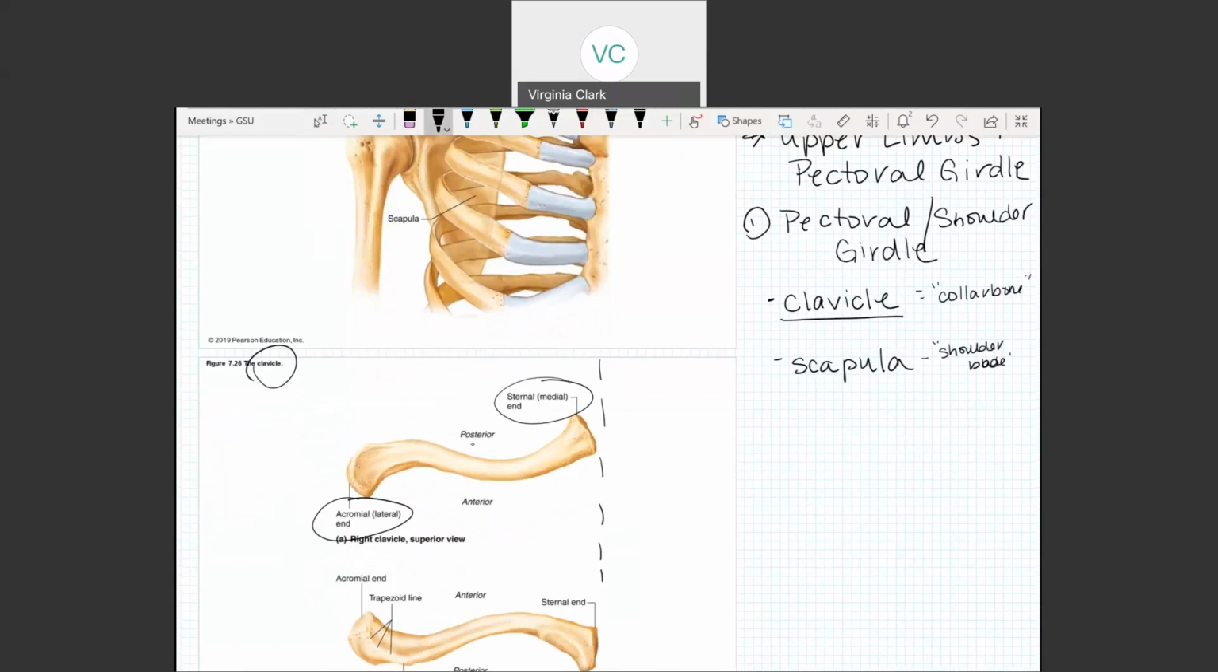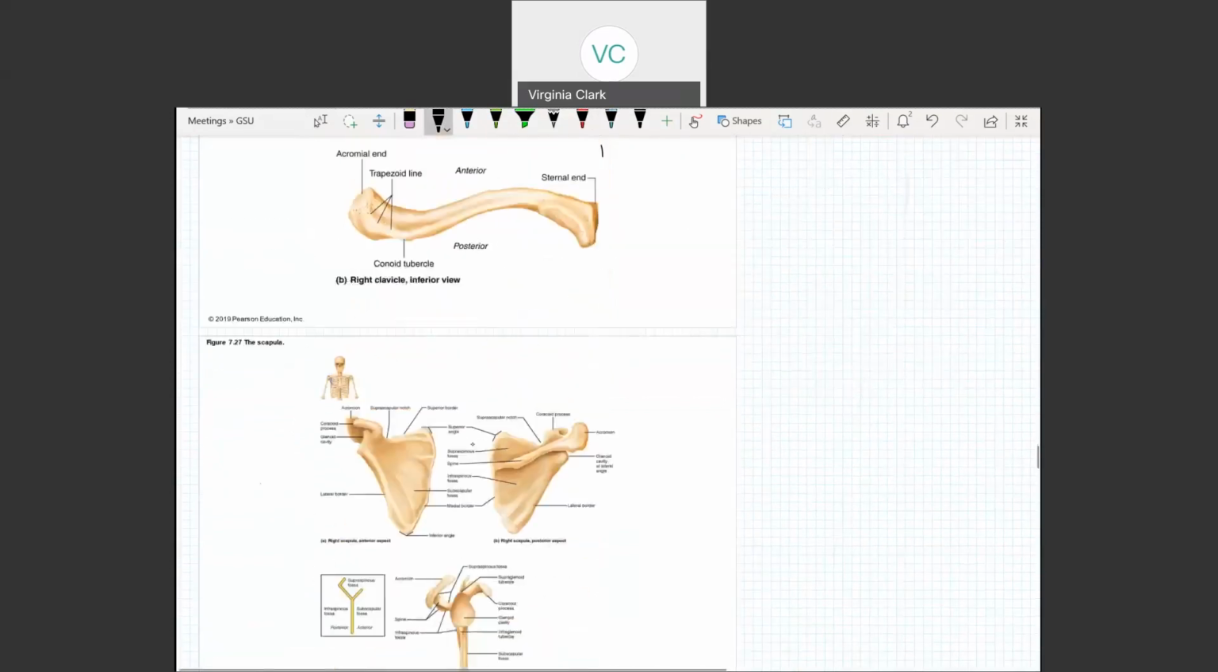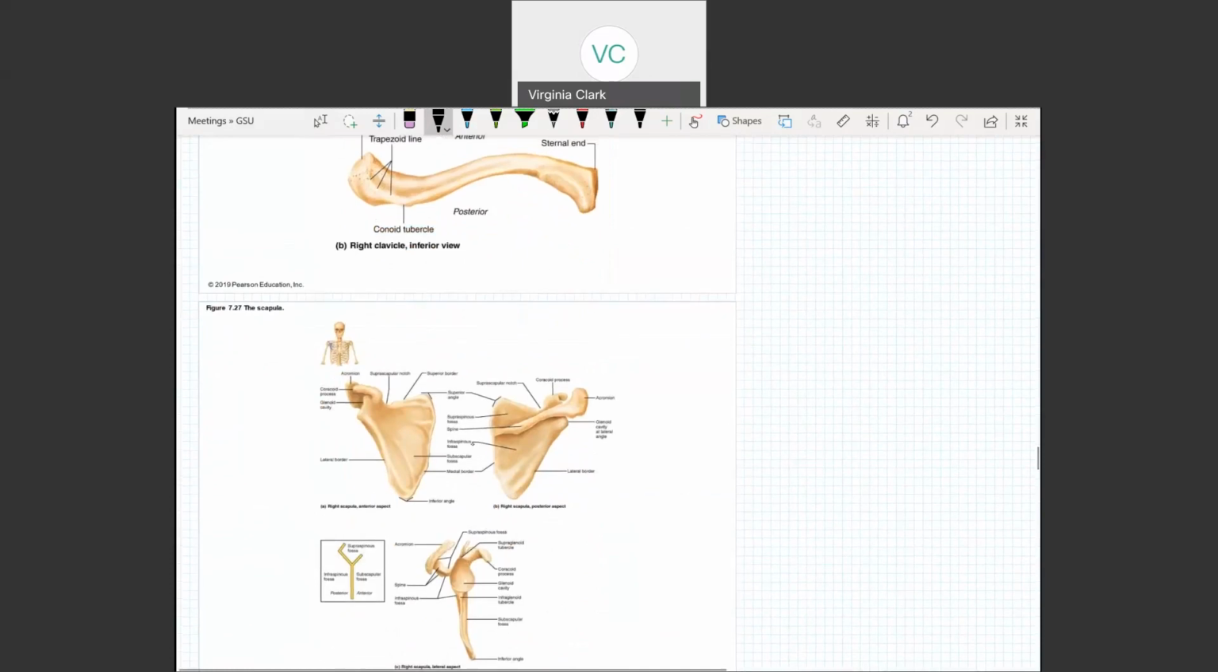So it's going to be on the posterior side of the body. When we're looking at our scapula, it is this guy right here. You'll notice that it kind of has a triangle type shape. This is the midline of the body, and it has a triangle type shape. That is important to remember. So this is our shoulder blade.